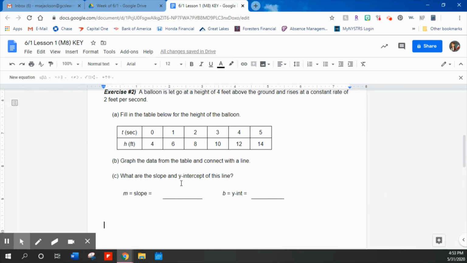So what are the slope and y-intercept of this line? Slope is the rate of change, how we are changing. That's 2 feet per 1 second, okay? Rise over run. Or if you just write 2, that works as well. Your y-intercept is the starting point when x equals 0. So when t equals 0, it's t in this problem, we are at 4 feet above the ground, okay?